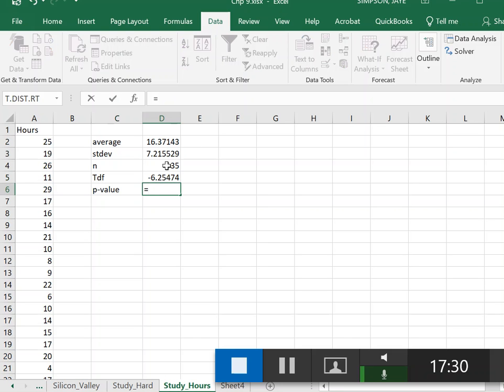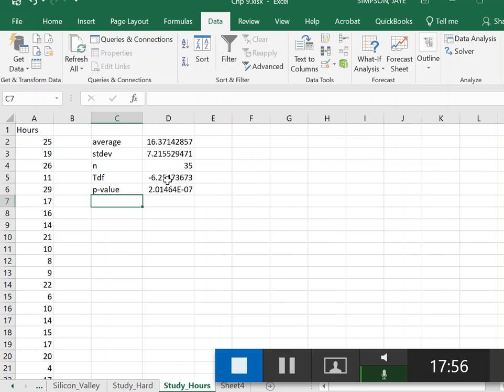Now I can calculate my p-value. Again, remember the t-test is looking up the right tail, so I'm going to say 1 minus T.DIST. Now there's the two-tailed test, and here's the right-tail test, so this is the one tail. X here is my t-value here in D5. Degrees of freedom, remember, is n minus 1, so I can type in 34, or you could put the formula in if you wanted to.